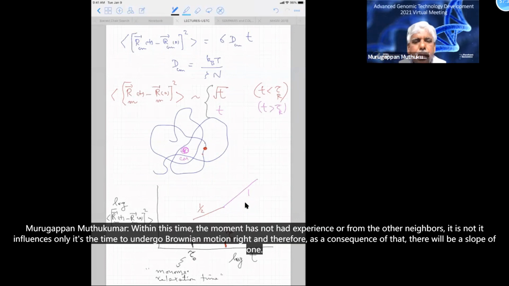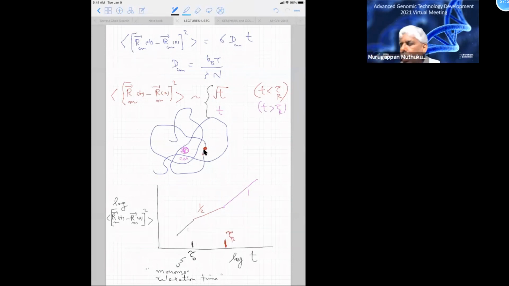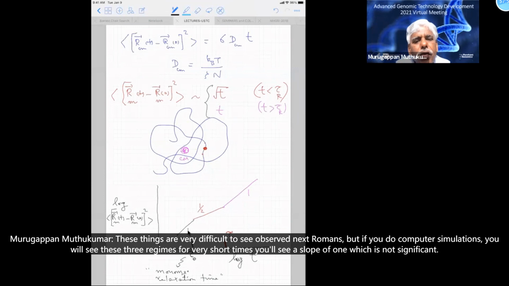Within this time, the monomer has not had experience from the other neighbors. It is not yet influenced. It's trying to undergo Brownian motion, right? And therefore, as a consequence of that, there will be a slope of 1. These things are very difficult to observe in experiments. But if you do computer simulations, you will see these 3 regimes.